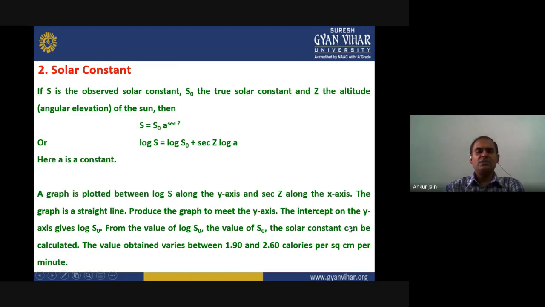So the intercept on the y-axis gives the value of log S naught, right? From the value of log S naught, the value of S naught, or we can say the solar constant, can be calculated. The value obtained varies between 1.90 to 2.60 calories per square centimeter per minute. These are the values which are already evaluated using several experiments.